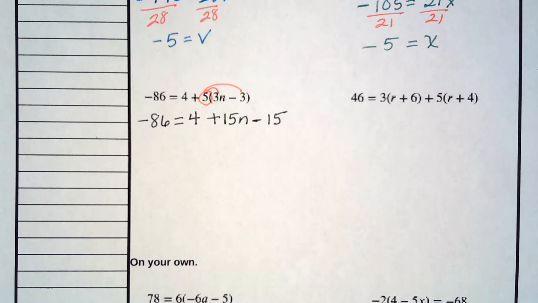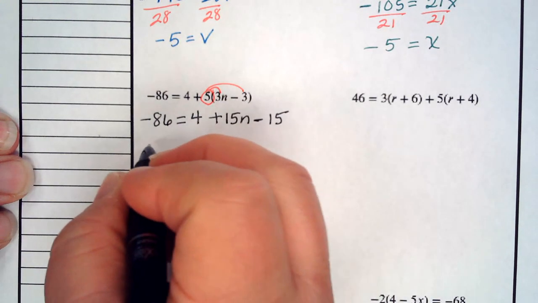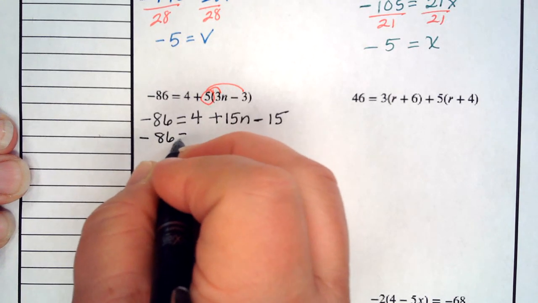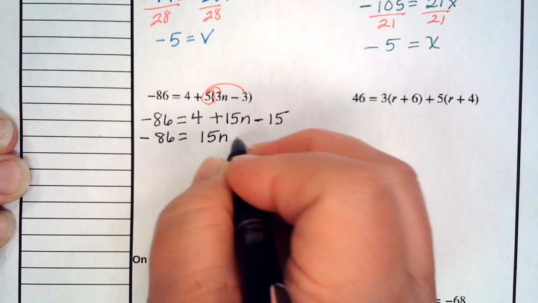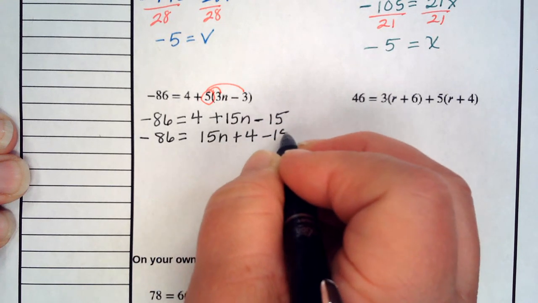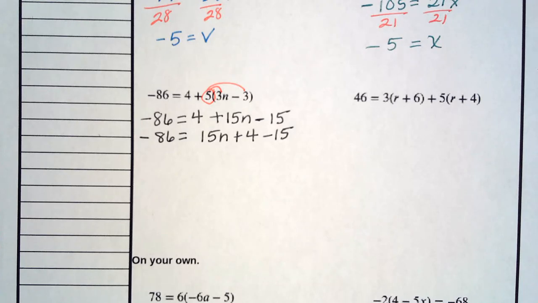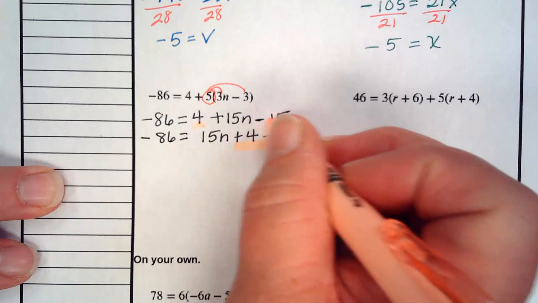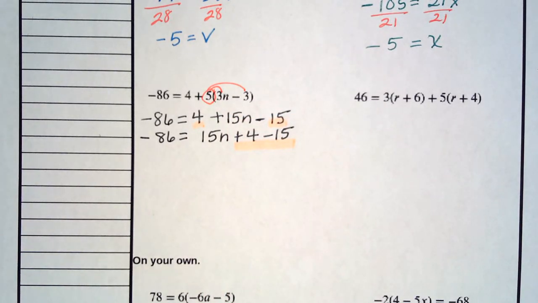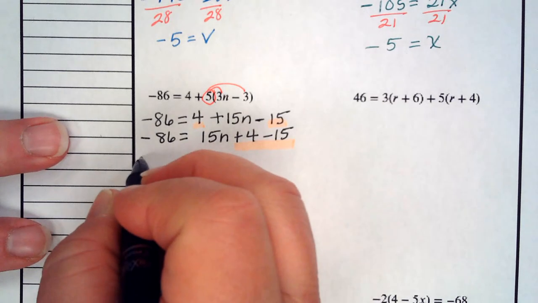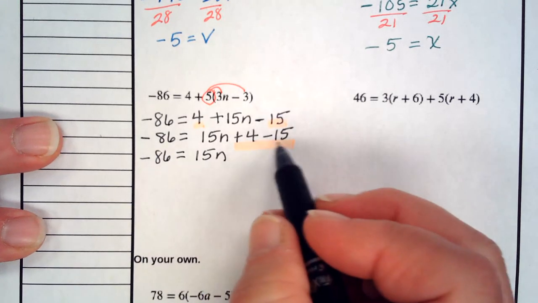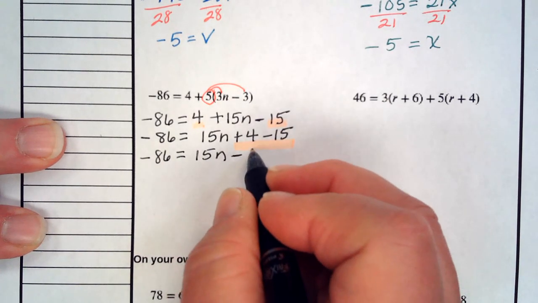Okay, next step is to rearrange and get your numbers together. Addition is commutative, which means order does not matter. Negative 86 is equal to 15n plus 4 minus 15. We have these numbers that we need to add together. So negative 86 is equal to 15n. 4 minus 15 is negative 11.